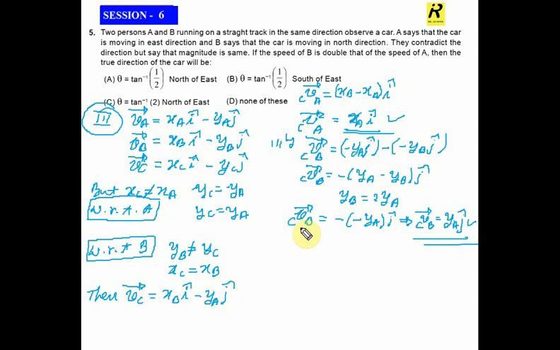But what we have been given is that the relative speed of the car with respect to each person is the same. That is, the magnitudes of VCA and VCB are the same. That means I can write that XA is equal to YA. So from these calculations, the VCA magnitude and VCB magnitude, that is XA and YA, are the same. So XA is equal to YA. This is what we are seeing.